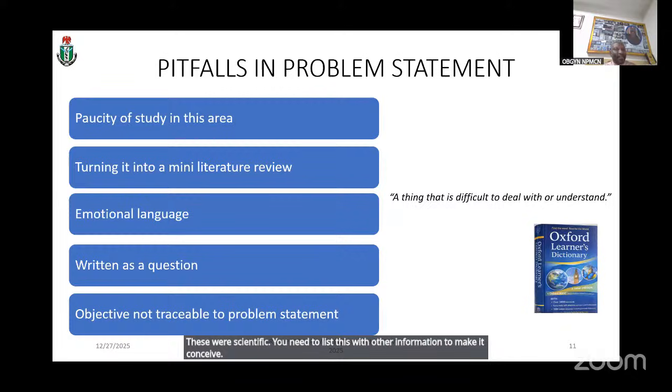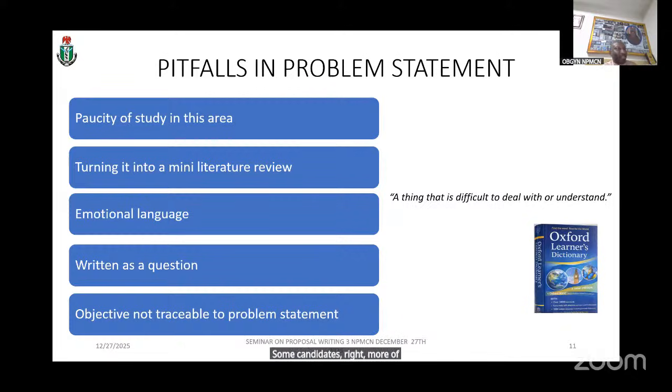Some candidates write more of a mini literature review as a problem statement. This is a problem statement, not a mini literature review. And as the secretary said, there's no emotion about this. This is about science. This is not a research question, so it should not be written as a question. The objective is not traceable to the problem statement. How? The objective must be traceable to a problem statement.